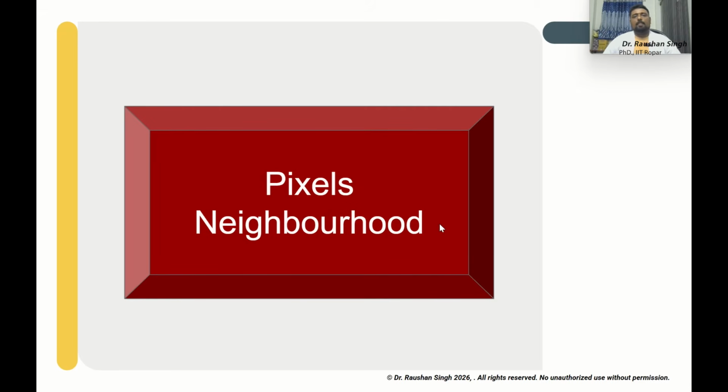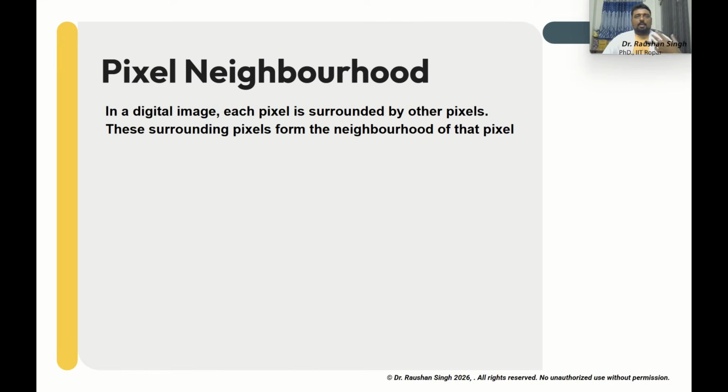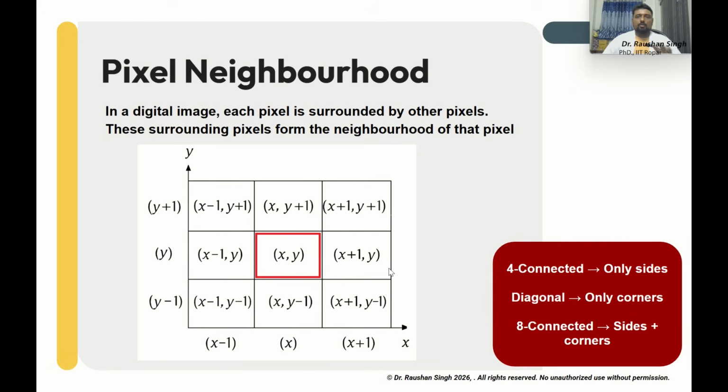Now we will see pixel neighborhood, how pixels are related to their neighbor pixels. In a digital image, each pixel is surrounded by other pixels. These surrounding pixels form the neighborhood of the pixel. You already know that an image can be converted into the form of a matrix, where two possibilities are there: each pixel has a value based on its location, and each pixel has an intensity, so based on intensity and based on location.